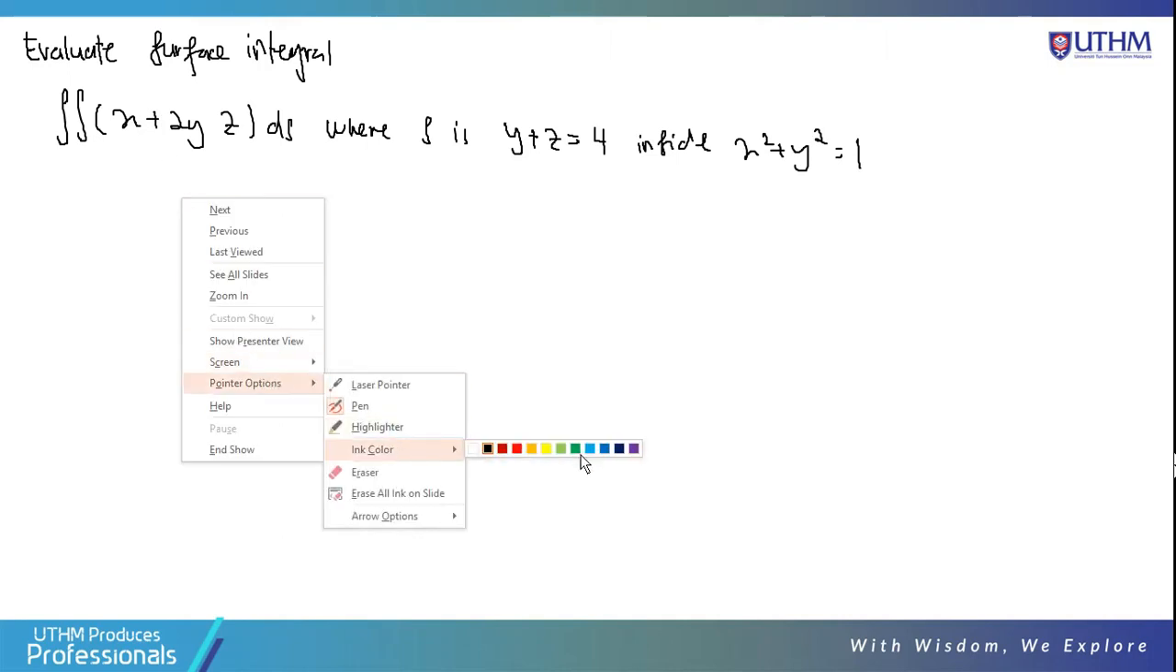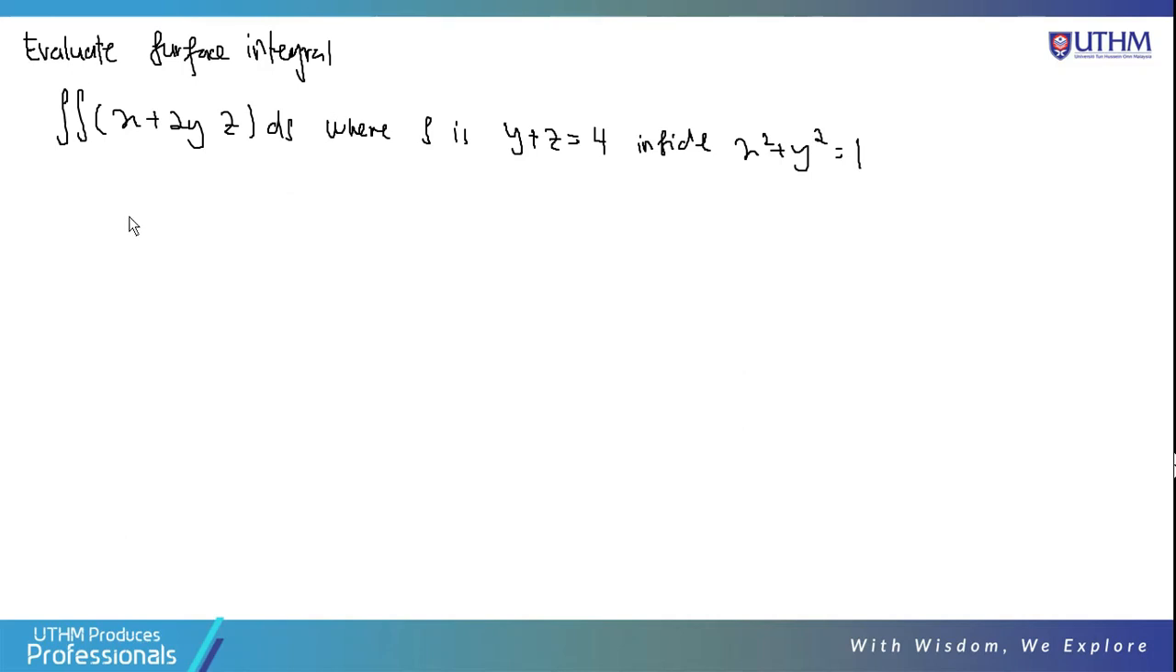So the first thing we write is the formula, double integral of the function. You need to find where your surface function is. So let's say we use f(x,y), the surface function, equal to z. So you know here is your surface function, so z equals 4 minus y.